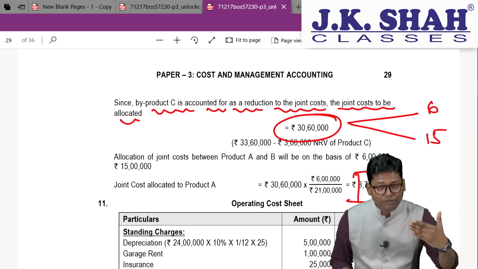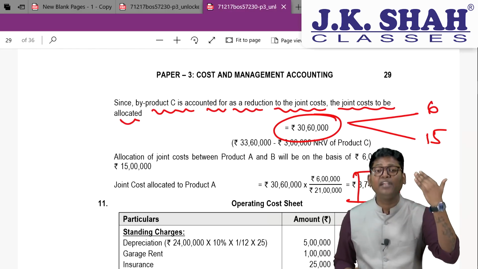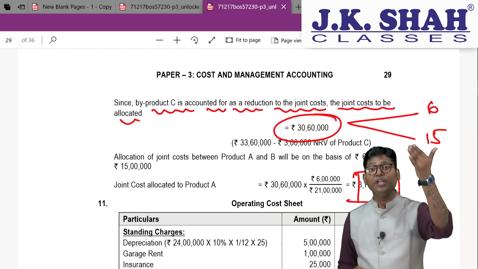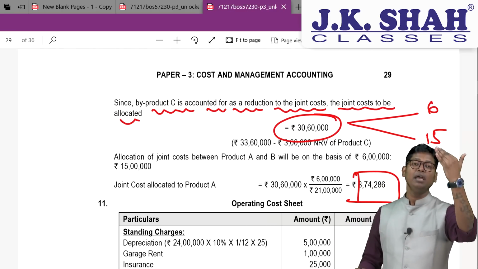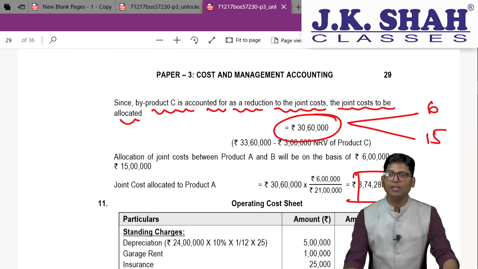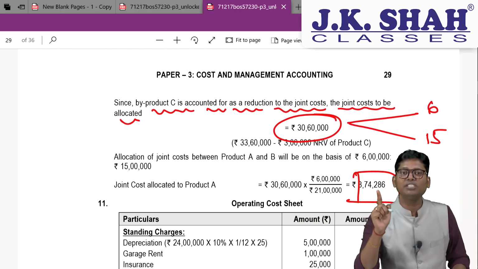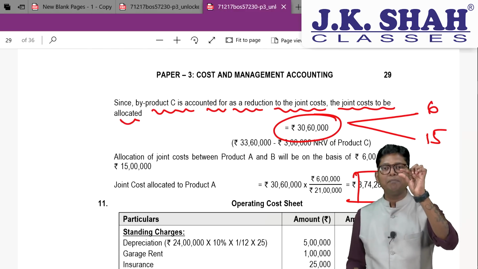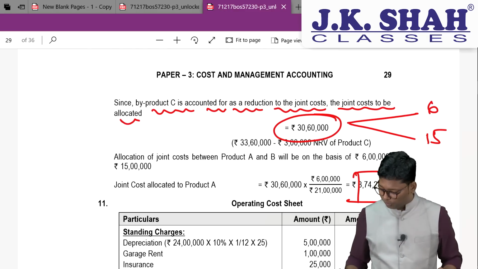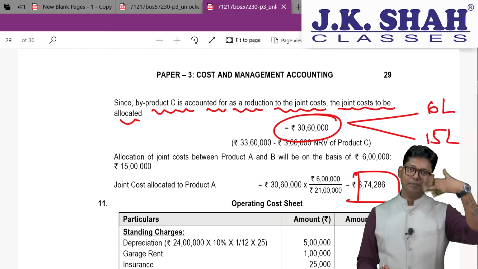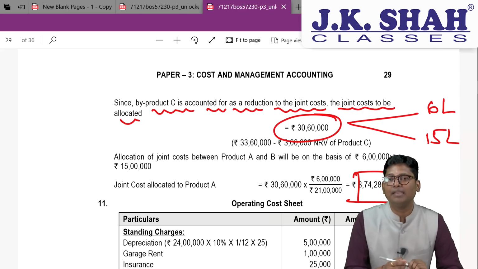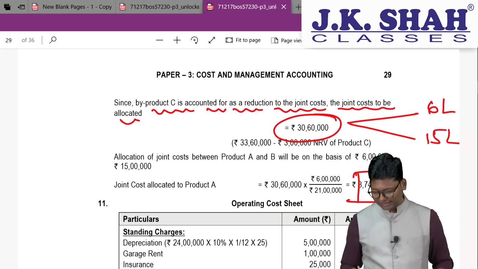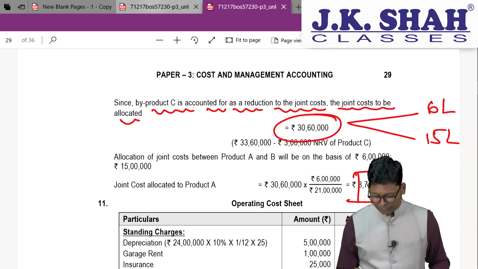But if this kind of information is given, which says that your byproduct is to be reduced, that is, your joint cost is to be used for reducing the joint cost of all the products, then first reduce the joint cost by using the revenue generated by selling product C, and whatever balance joint cost is available is to be divided using the proportion of the NRV of the remaining products A and B. So this was the simple and easiest calculation which we just completed.